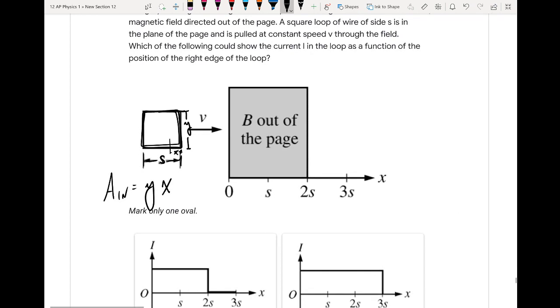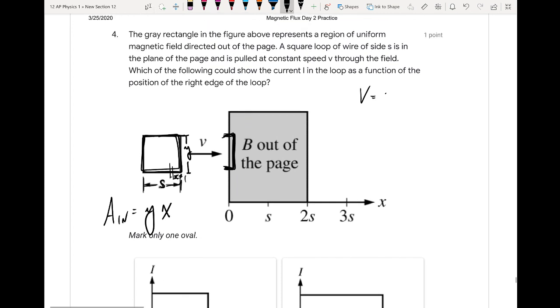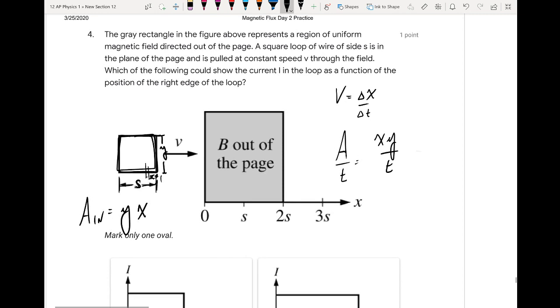And then what we also know is this thing is moving at a constant speed. So once we get in here, the amount of area that's within our magnetic field is changing as x changes. Because we have a constant velocity, as the problem told us, our change in x over our change in time is equal to v, and it's a constant increase. So the way that our area is changing over time, our area is x times y, so our area over time is really equal to y, which is not changing, times v.